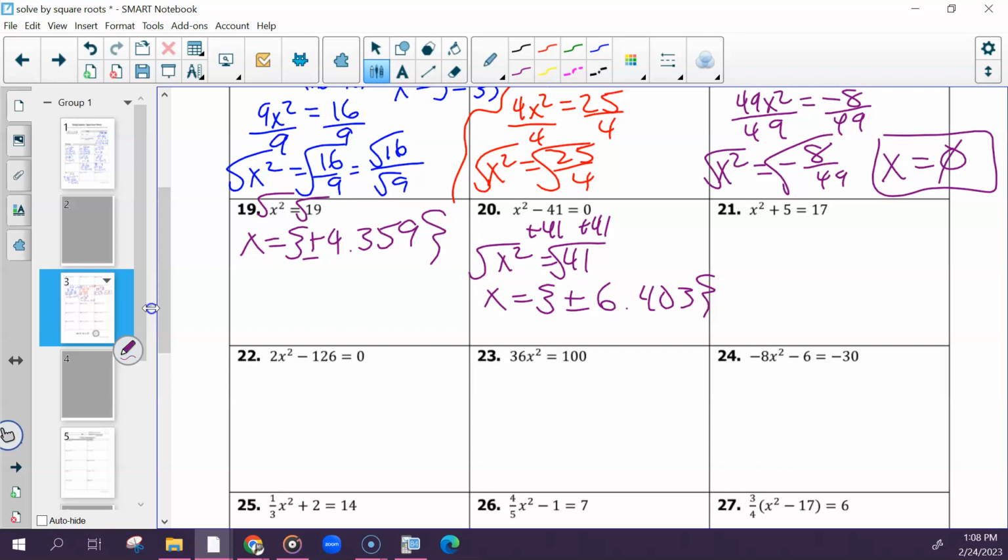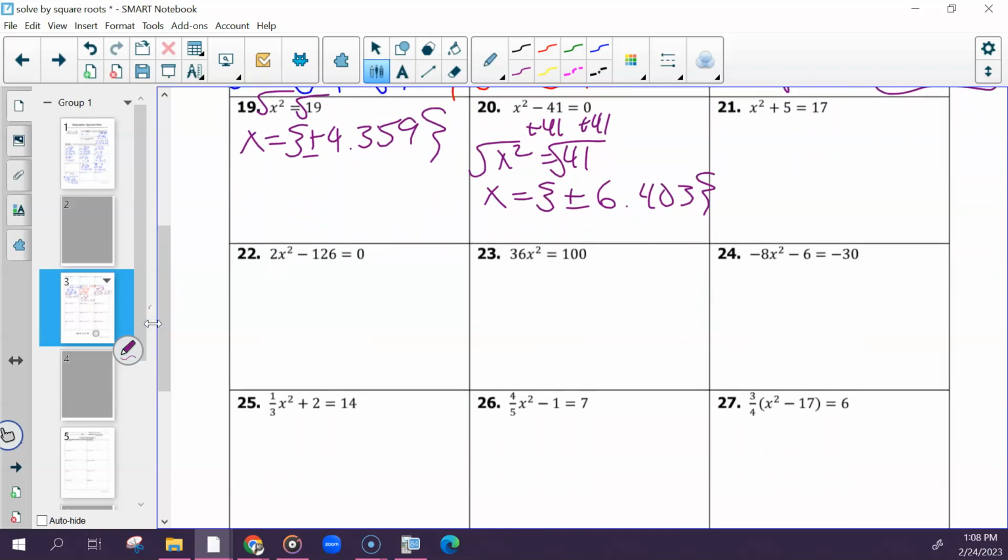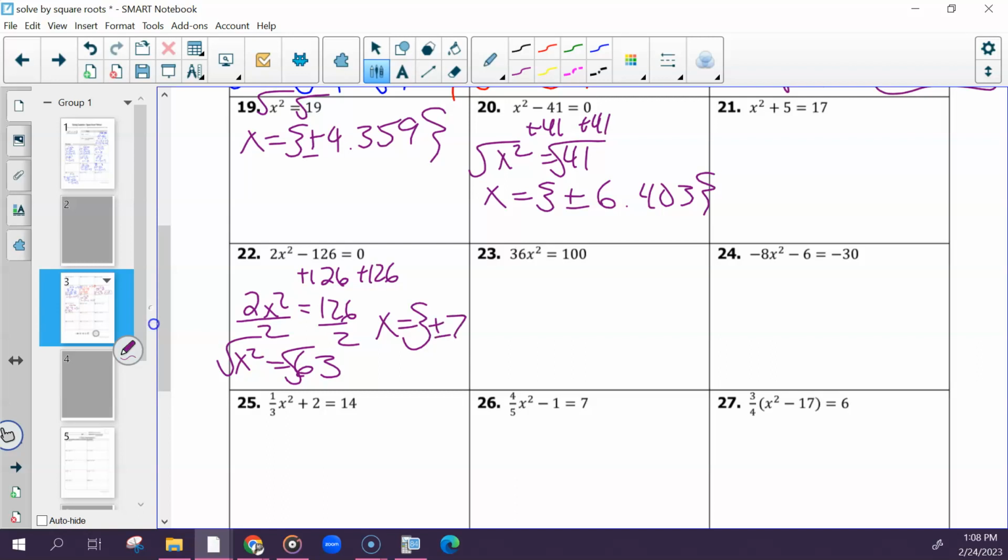And let's do another one like that. We're going to skip 21, jump to 22. How would we solve that? That's 126. Divide by 2. When we divide, we get what? 63. We take the square root of both sides. What would that give us? 7 plus or minus 7.937.